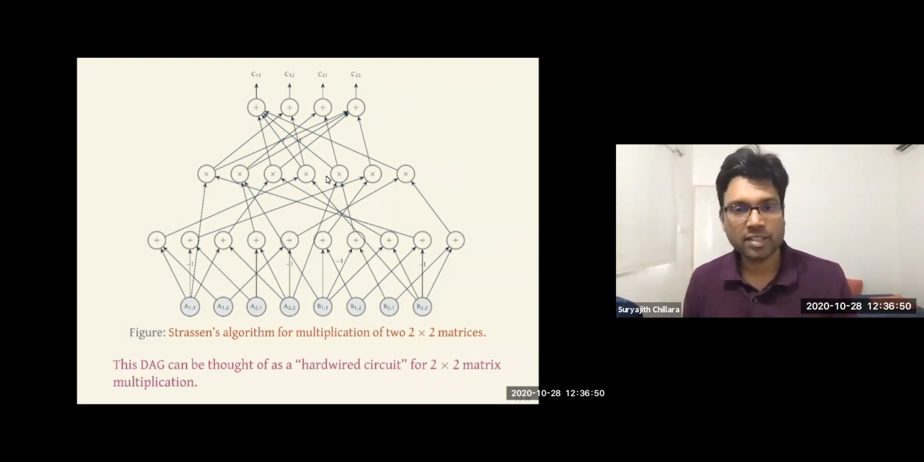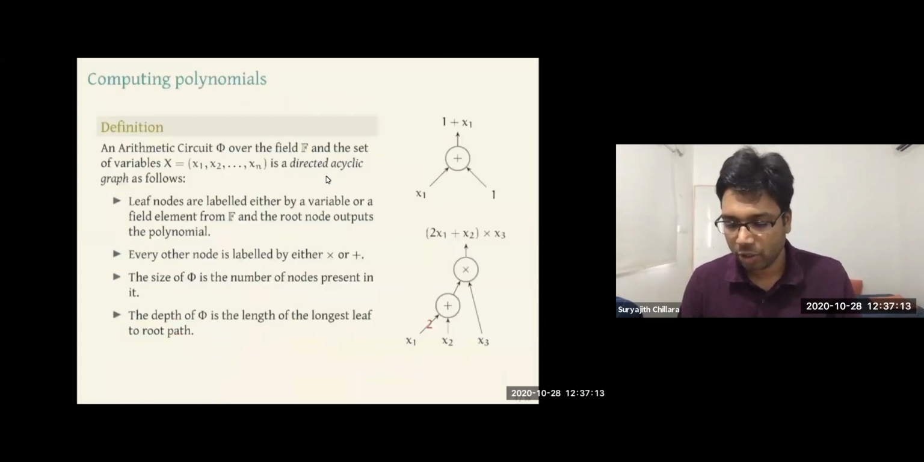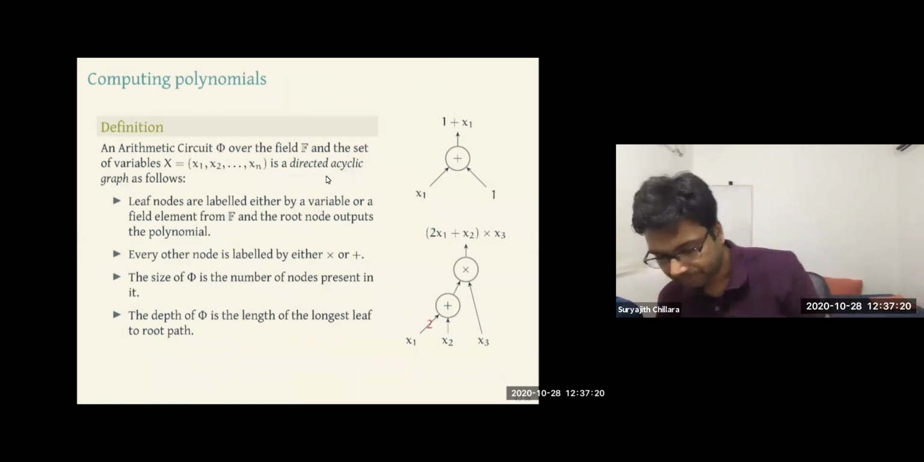You can think of this directed acyclic graph as a hardwired circuit for 2 cross 2 matrix multiplication. Given the structure, you can just plug in values for the entries of A and entries of B, and this circuit outputs your matrix C. Now we can generalize this notion to compute any polynomial. For any polynomial, we can define a directed acyclic graph that computes it as follows.